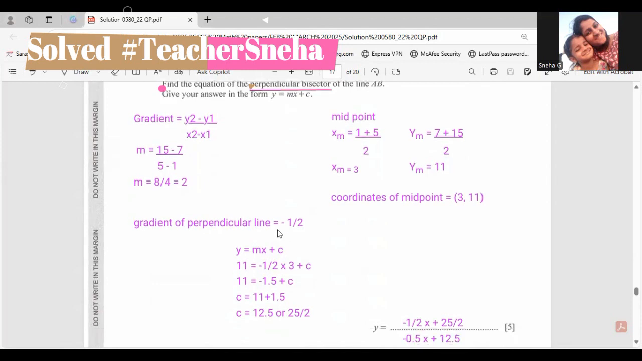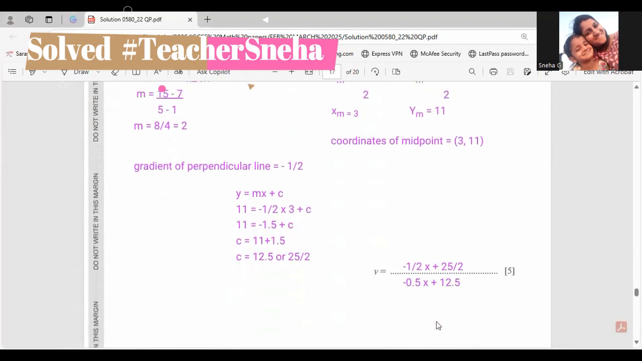Using these values of the newly formed gradient as negative 1 upon 2 and the y-intercept as 12.5, we get the equation of the line as y is equal to negative half x plus 25 upon 2, or you can write it as y equals negative 0.5x plus 12.5. You can write the equation in both the possible ways.